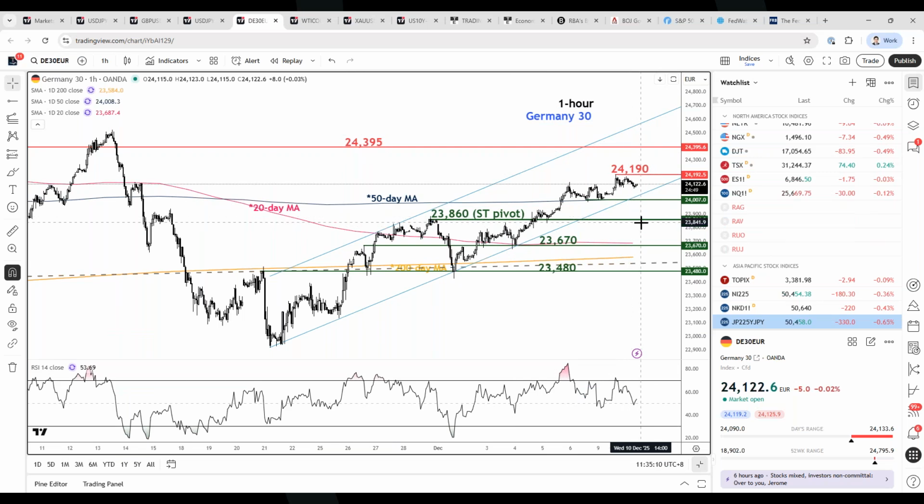Only a bearish breakdown below 23,860 will invalidate today's direct bullish bias view to see a deeper corrective pullback towards the next intermediate support level at 23,670, which confluence with the 20-day moving average. All right, so that's for the Germany 30.